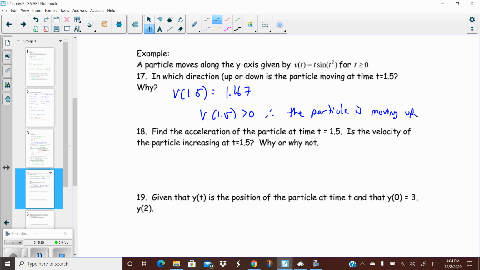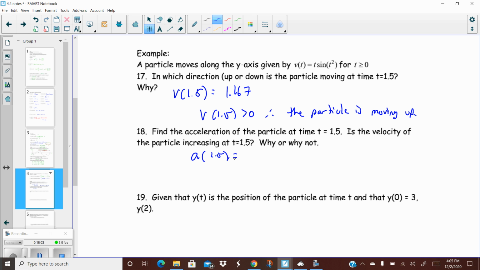All right, the second part says find the acceleration of the particle at time t equals 1.5. Is the velocity of the particle increasing at t equals 1.5, yes or no? Okay, so the first thing is finding the acceleration. Well, the acceleration is the derivative of velocity. So I'm going to say that the acceleration at 1.5 is going to be the derivative of velocity. Now, again, this was a calculator problem. You don't have to show this. All you have to do is write a of 1.5.